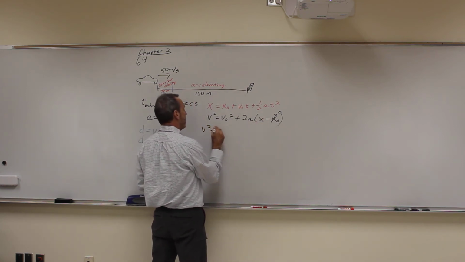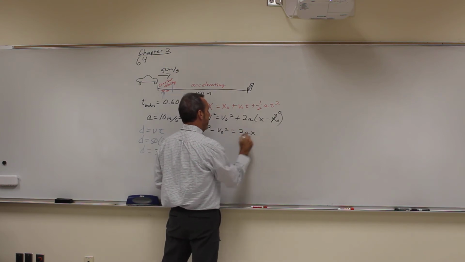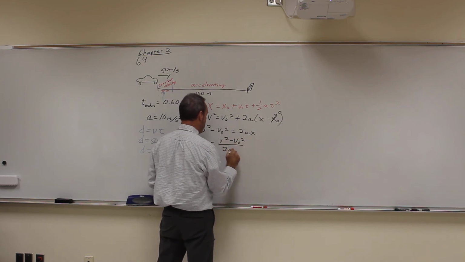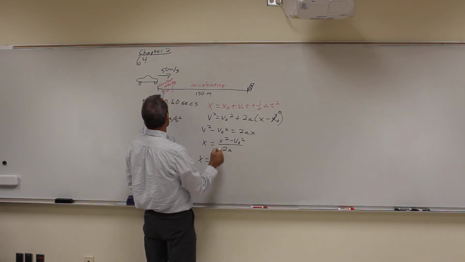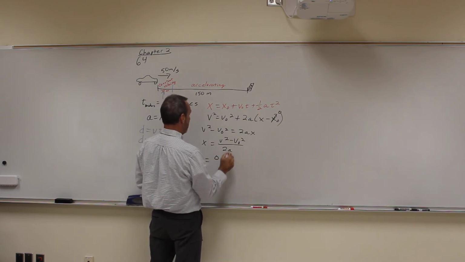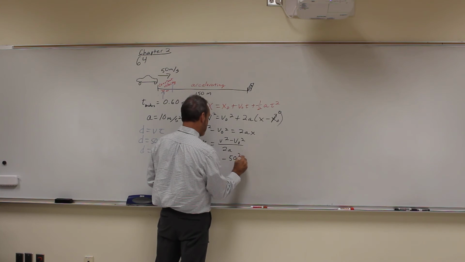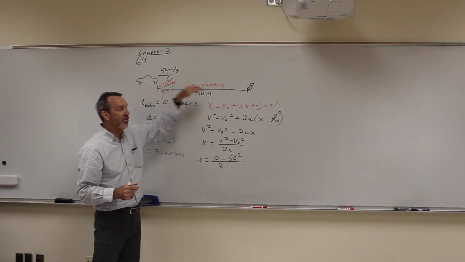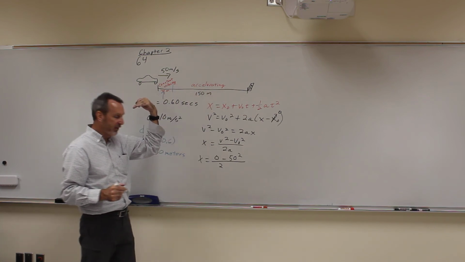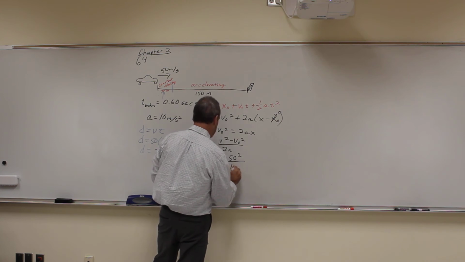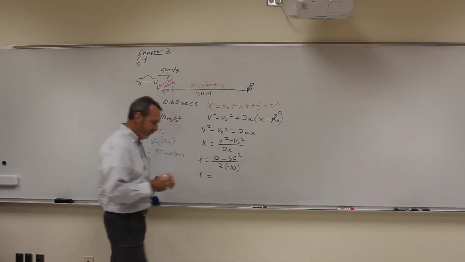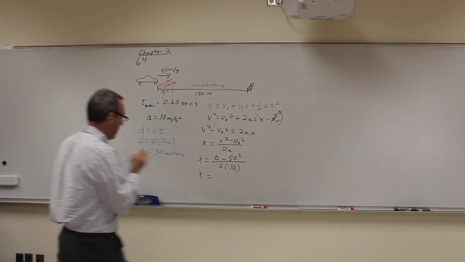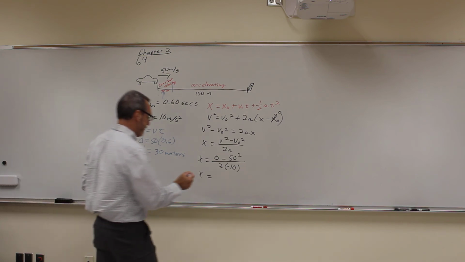So this becomes v squared minus v naught squared is equal to 2ax. And then x is just going to be v squared minus v naught squared over 2a. So in this case, the final velocity is 0. The initial velocity is 50 squared, over 2 times the acceleration. But remember, the velocity is positive that way. The acceleration is this way. It's decelerating, so this is negative. So you've got to put in negative 10. And you get that the distance that he goes is 125 meters.